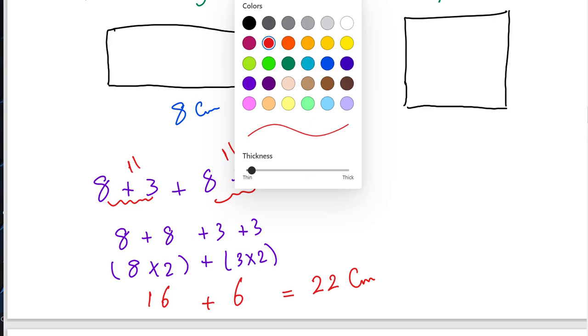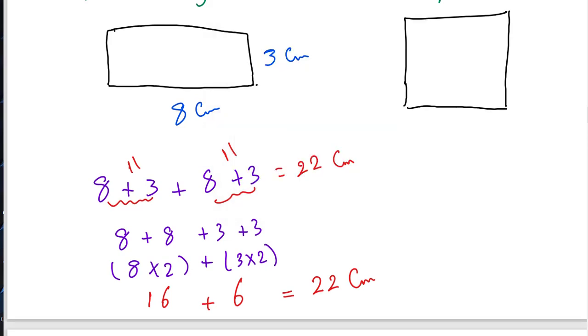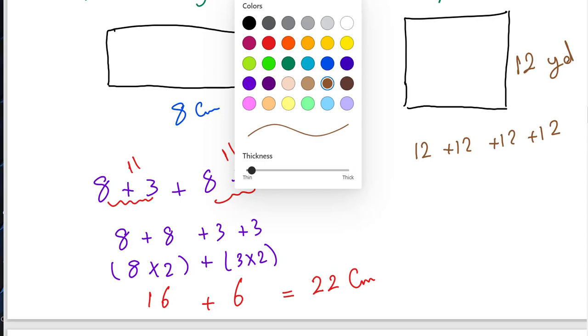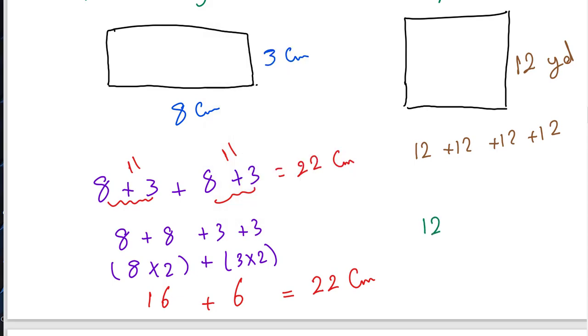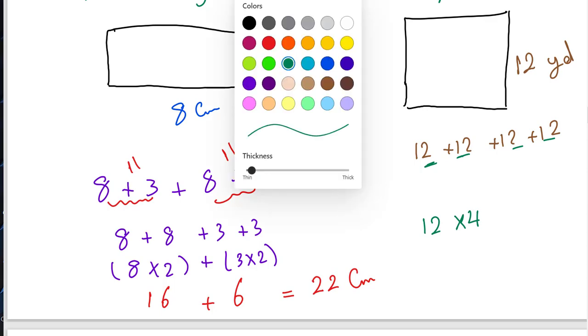What about the square? The square is easier since all sides have the same length. So if I tell you that this is, say, 12 yards, so all of them are 12 yards. So we can do 12 plus 12 plus 12 plus 12, or simply we can multiply 12 times 4, since we are repeating the 12 four times. So we can add these 12s and we can multiply by 4.